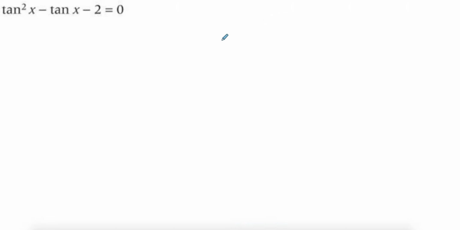So what we could do is substitute u for tan x, and that would just give us a nice way of rewriting this function. So instead of tan squared x, it's going to be u squared, and then minus u minus 2 equals 0. And there you go. It looks like a quadratic. Obviously, I'm not using x because x is our angle. And we can actually solve this quadratic equation.